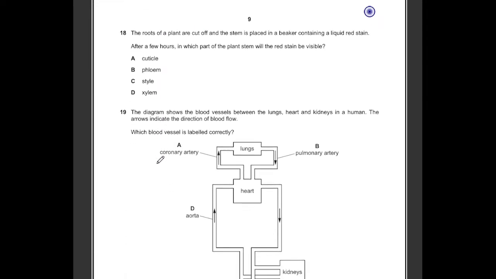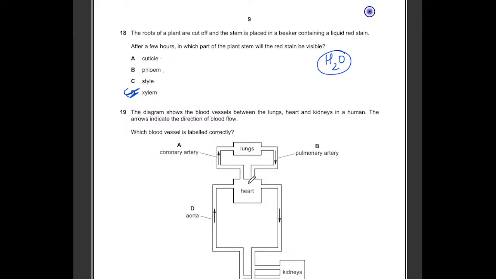Okay, next one, 18th one. If we see now, the root of a plant is cut off and the stem is placed in a beaker containing liquid red stain. They ask you many times with various kinds of stain. Root is cut off and it is there in the water. After a few hours, which part of this will show the color? You know, water is conducted by which tissue? It is xylem or phloem. Cuticle and style do not carry, they are part of the flower. Cuticle is over the leaf, right? Phloem is transporting food, prepared food material. So the option is D, it is xylem.